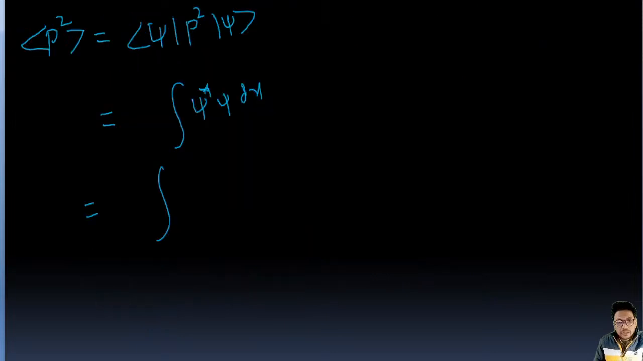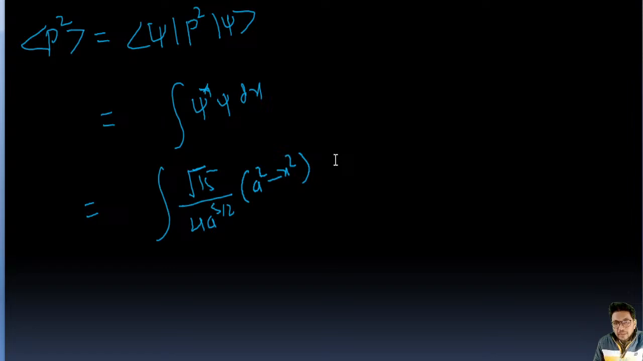So this is going to be root 15 upon 4a to the power 5 by 2, times (a square minus x square), and the same factor of a square minus x square again.